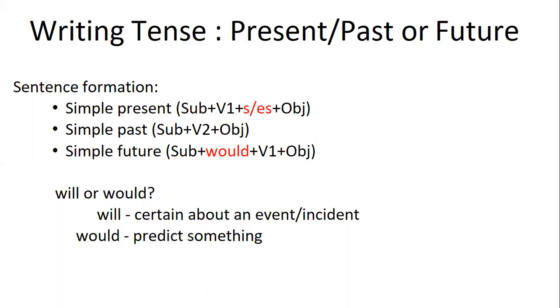Be very clear with this, because would is used for estimation. Predictive values can be given to you, estimated values, projected values. In that case, would is more appropriate to use instead of will. Will means it's certain about an event or incident, and would is predicting something.